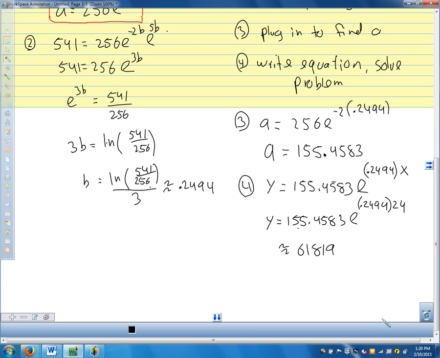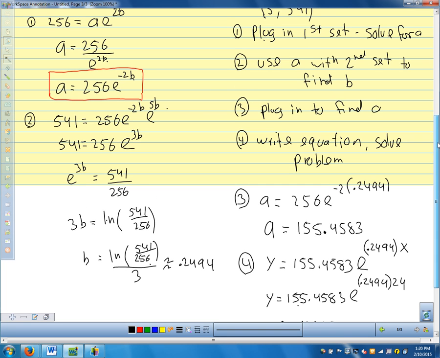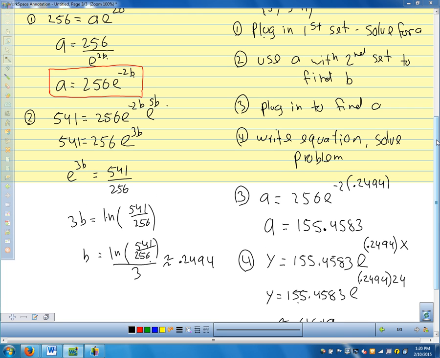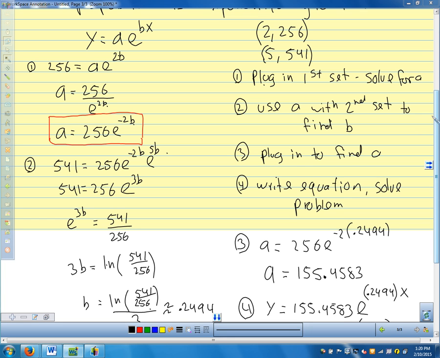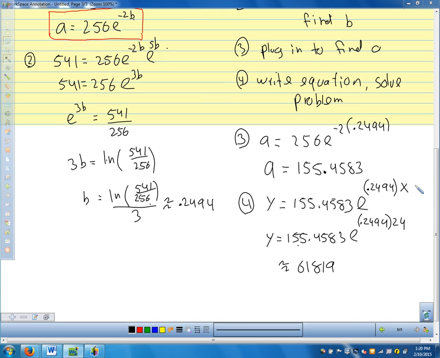All right, questions? Yes. The nth term, so our nth term formulas were either for an arithmetic or a geometric sequence. And this one is exponential, so it doesn't quite work that way. It's similar, but not quite exactly the same.